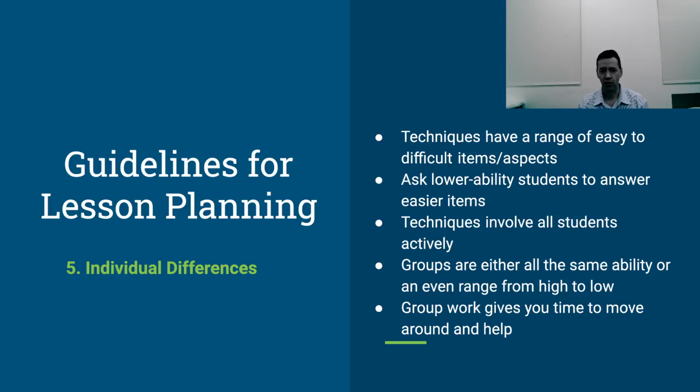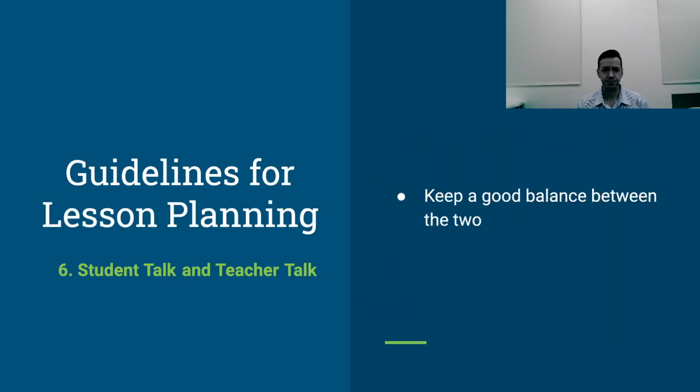So grouping is something you have to think about. There's no right way to do this. It could be they're all the same ability, so high together, mid together, low together, or you have a range from high to low. You have to figure out what works with the students that you have, and for your own personality and teaching method. But one thing that you can think about is if you use a lot of group work, it gives you a chance to walk around and help those students who maybe need that extra help.